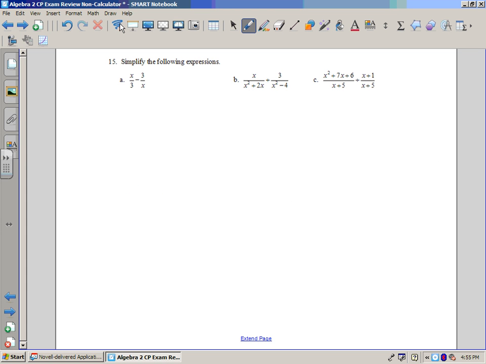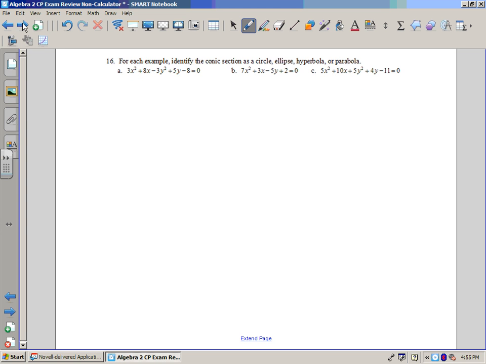For c, I have a common denominator, so I can actually write this as x squared plus 8x plus 7 divided by x plus 5. Much easier. I didn't even manage to mess that one up.